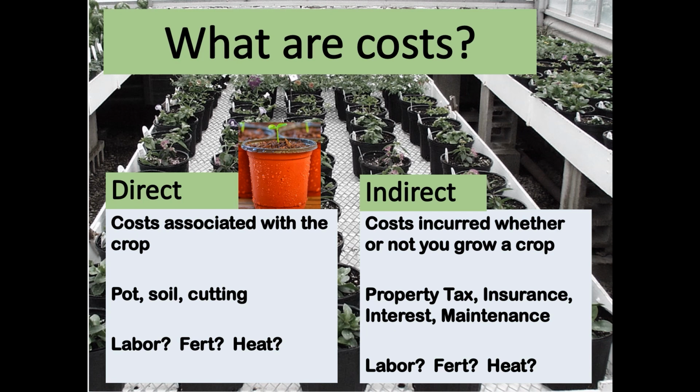So the first thing we need to distinguish are the two different types of costs. Direct costs are those costs that are associated directly with the crop. If I pick up a potted geranium, and we'll be using a potted geranium as an example throughout this lecture, there's a pot there, there's a potting mix, there's the cutting. Maybe I'm including the labor. Maybe I can determine how much fertilizer goes there. Maybe I can determine how much heat goes there.